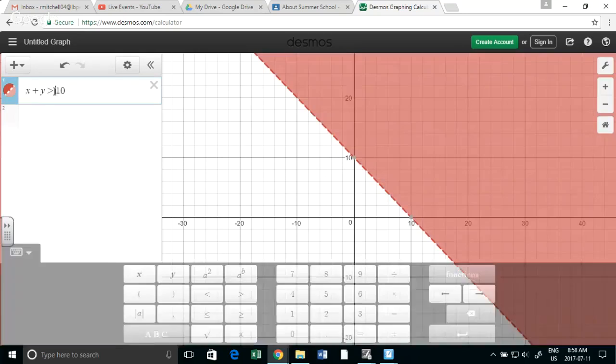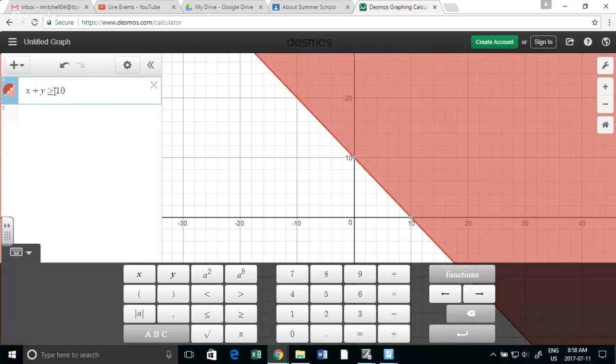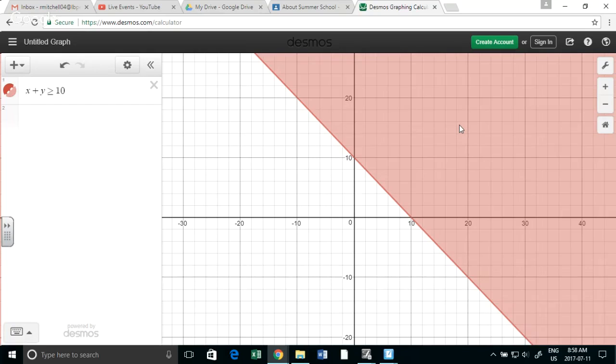So we could do this all day. If I have greater than or equal to, though, notice how nothing changed in terms of the region. The only thing that changed was the line. So it went from a dotted line to a solid line. That means that I can include these points. So I'll take this point for instance, 0, 10. Is 0 plus 10 greater than or equal to 10? Yes. So the points on the line can be included as a solution.